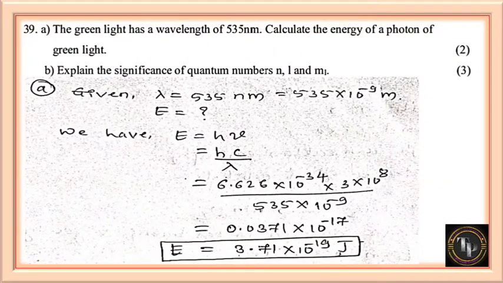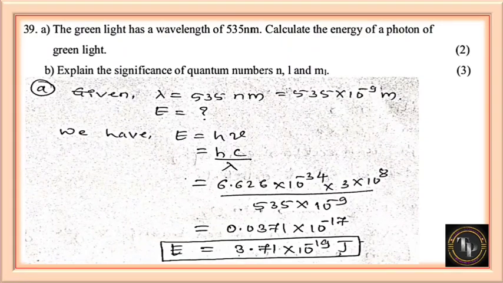E is equal to h nu. We have the formula. The given data: lambda is equal to 535 nanometer. If you want to convert into meter, 535 into 10 power minus 9 meter. And E they are asking. We have E is equal to h nu, h into nu, where nu means frequency. So you can write c by lambda. So the formula we got is E is equal to hc by lambda.